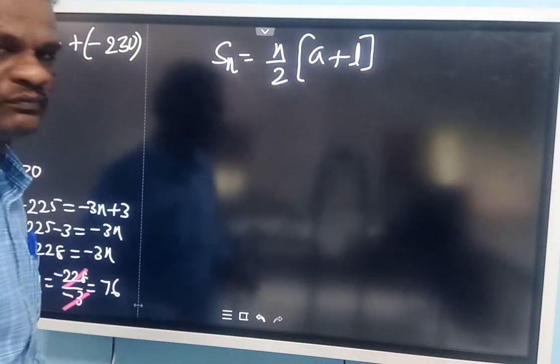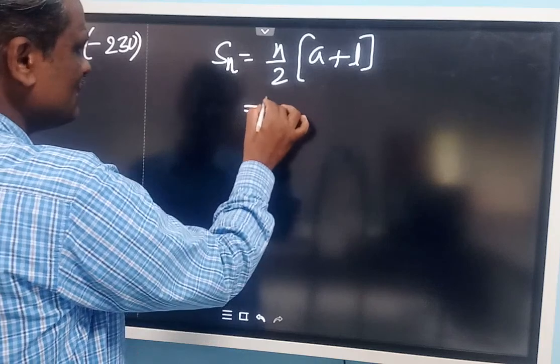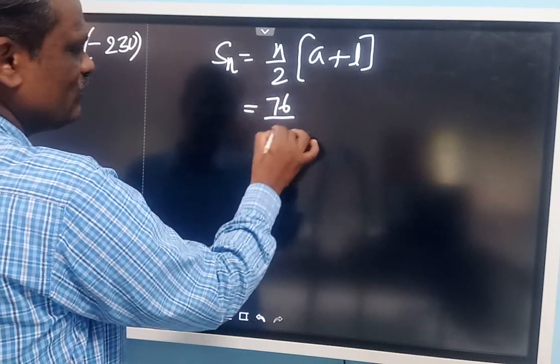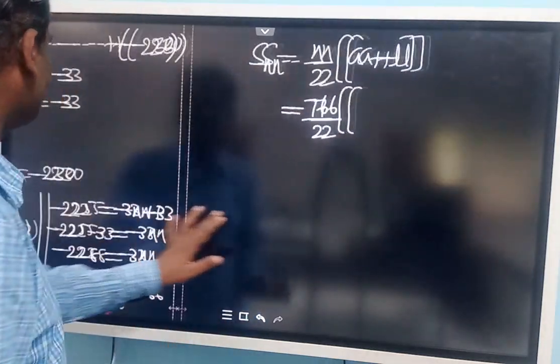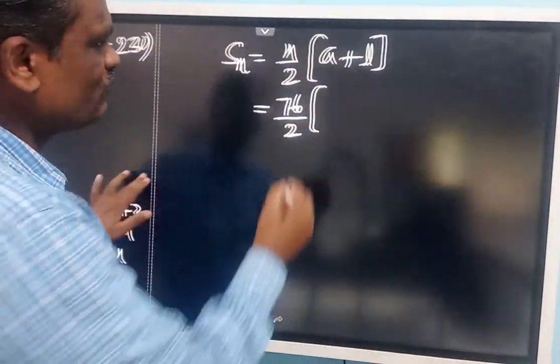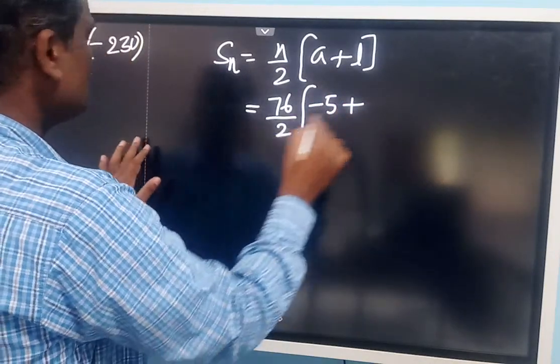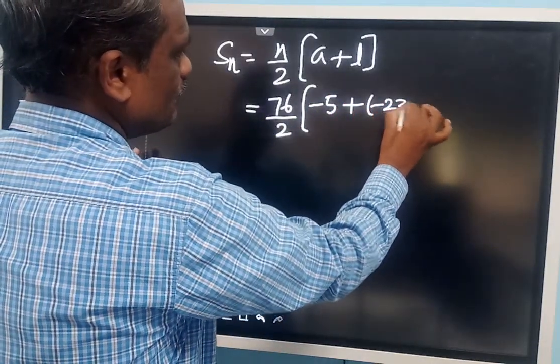So once you know the first term and last term, it is easy to use this formula. There are 76 terms, so n is 76 divided by 2. The first term of this arithmetic progression is minus 5, so you can write minus 5 plus the last term, which is minus 230.